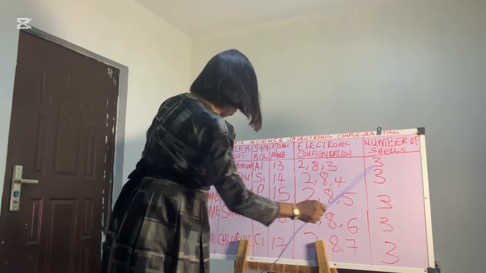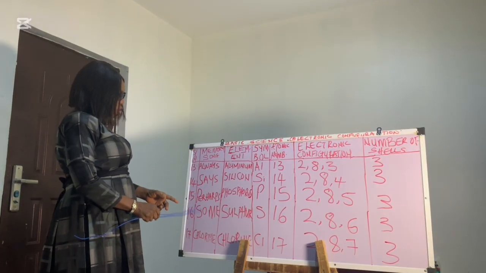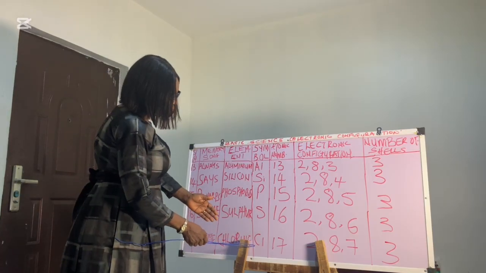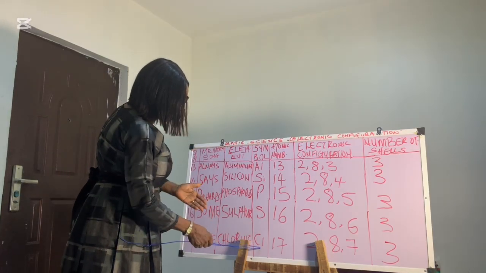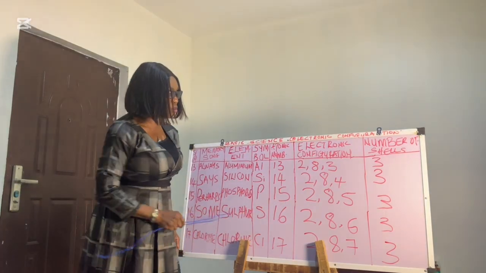1, 2, 3 shells. Then comes chlorine. Chlorine, and the symbol for chlorine all over the world is Cl. The atomic number is 17. Let's look at the electronic configuration of chlorine.